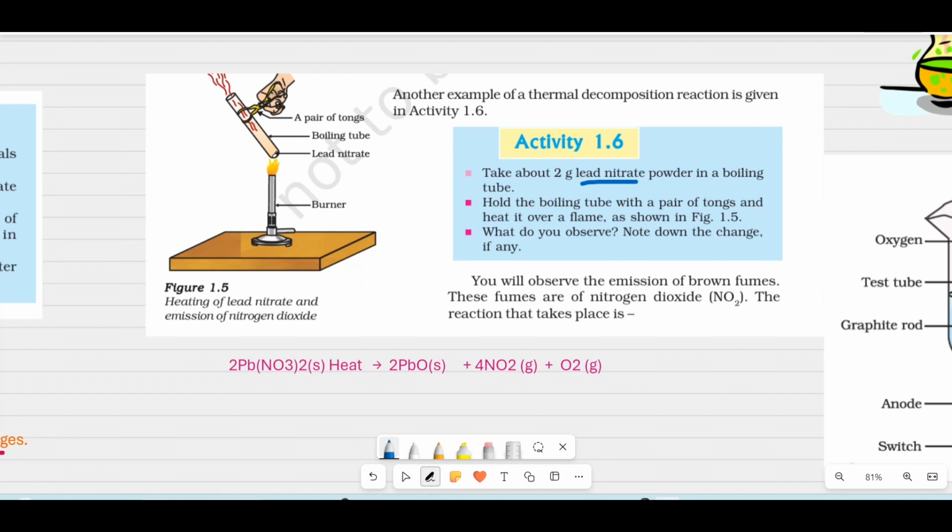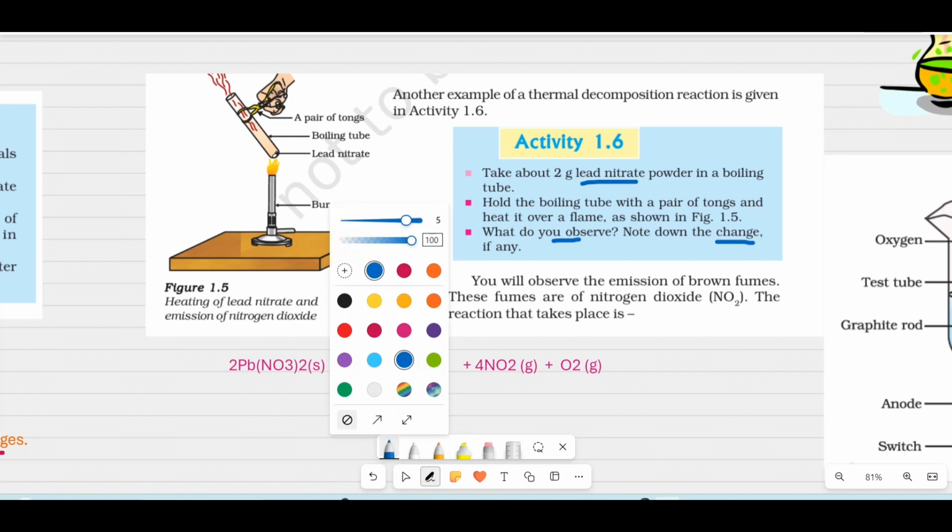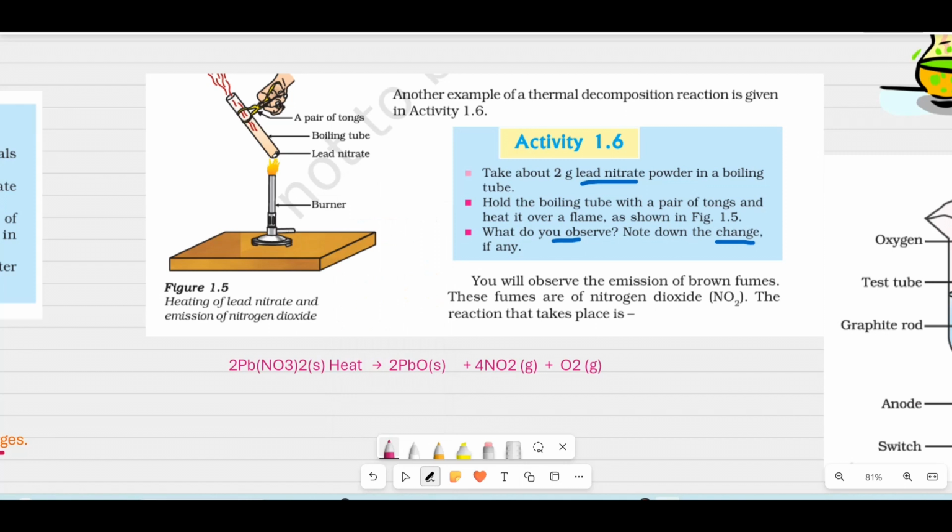Then what do you observe? Note the changes happening when you heat this compound. The first observation is that you will observe the emission of brown fumes. Okay, look at these changes now. You will observe the emission of brown fumes. What are these fumes? These fumes are nitrogen dioxide, NO2. The lead nitrate formula is Pb(NO3)2.